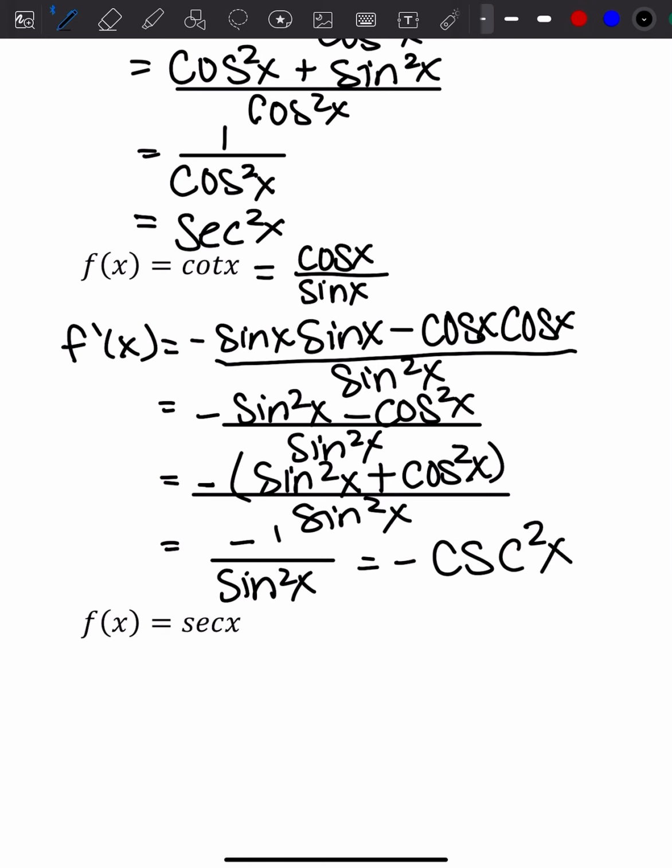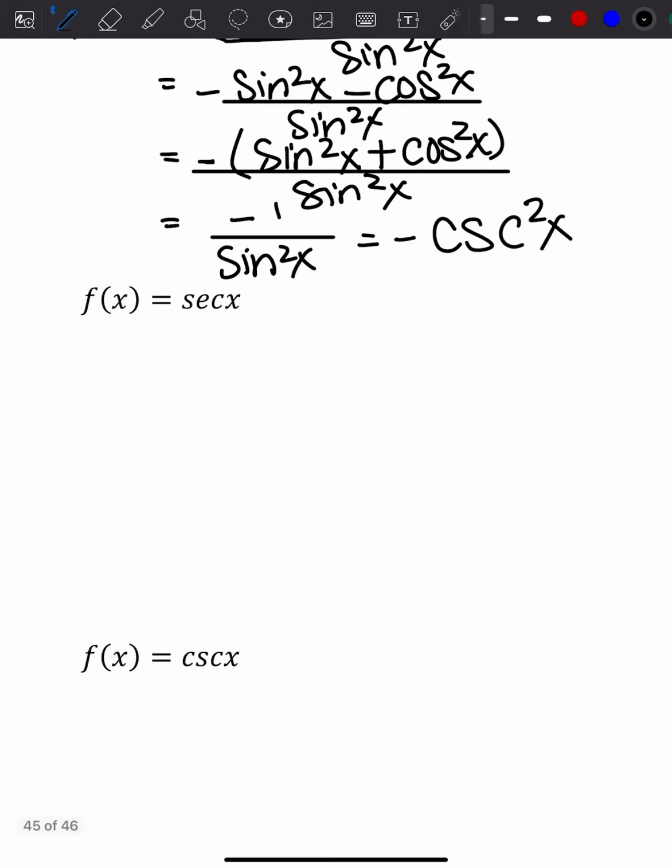These ones are pretty straightforward. The big thing is that you have to know about sine squared plus cosine squared, or factoring out the negative to help us out. Secant and cosecant are a little bit different, and the reason is that we still have to use quotient rule, but 1 is one of our 2 functions. So I have 1 on the top, cosine on the bottom.